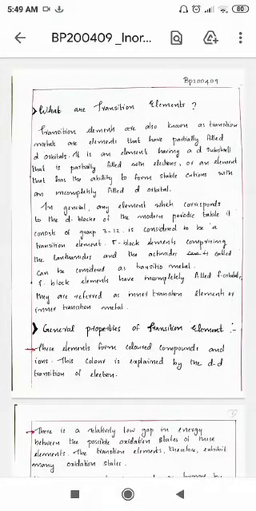Welcome all. I'm here to explain about the spectral and the magnetic characteristics of the transition metal complexes.